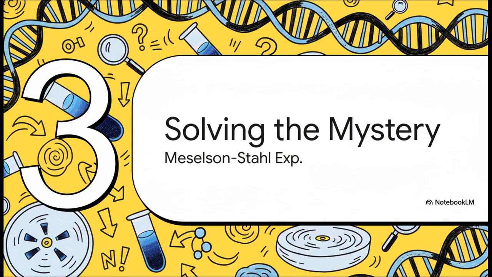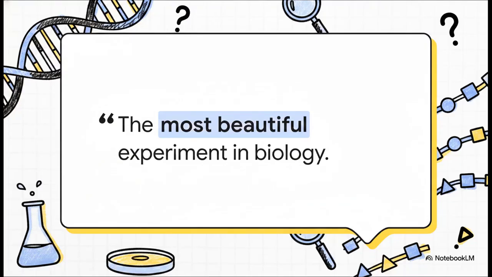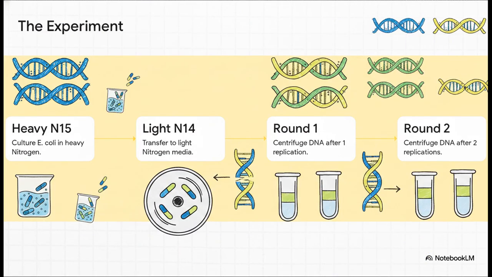In 1958, 2 truly brilliant scientists, Matthew Meselson and Franklin Stahl, decided to crack this genetic cold case once and for all. And let me tell you, their methodology was so incredibly elegant that it went down in history. People in the field widely revere it as the most beautiful experiment in biology. This was definitely not your run-of-the-mill lab test. It was top-tier scientific detective work. Here is exactly what they did. They essentially color-coded the DNA using nitrogen.